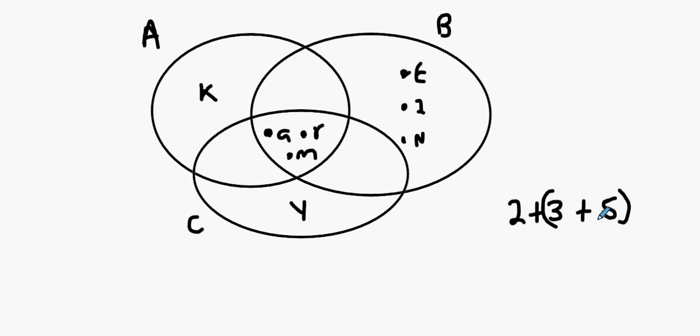Addition is, what do you reckon? Addition is associative. What about multiplication? What do you reckon? Is multiplication associative? What happens if we do 2 multiplied by 3 first? 6 times 5? 30. What happens if I go back and instead of doing 2 multiplied by 3 first, I do 3 multiplied by 5 first? 15 times 2? 30. Okay.